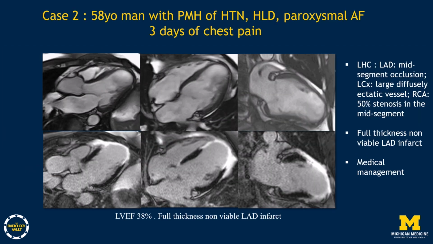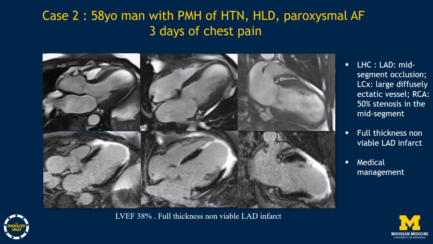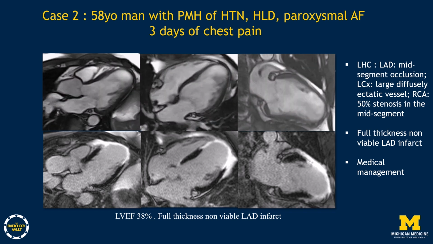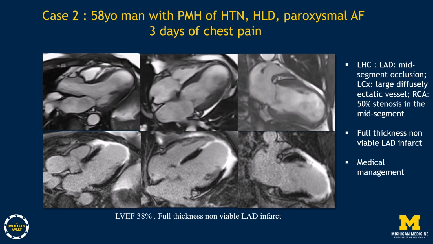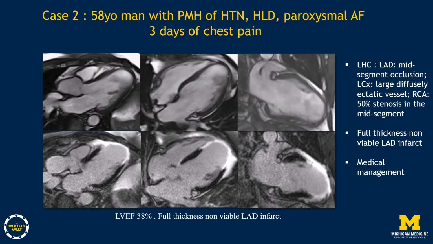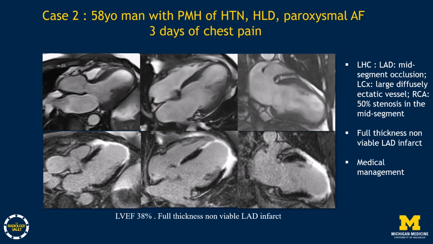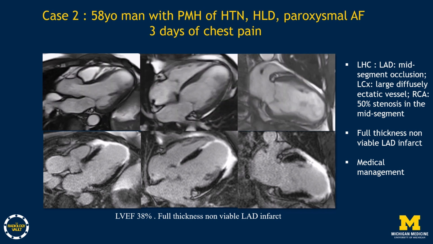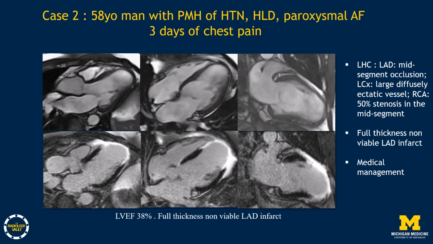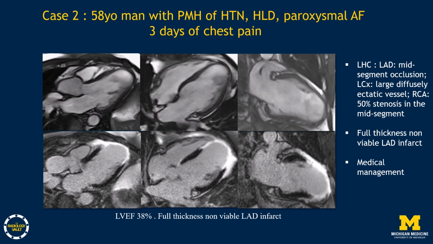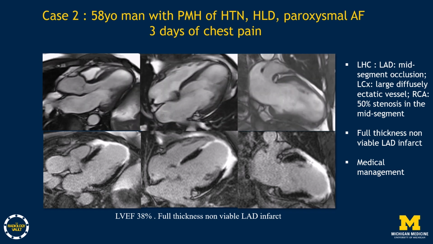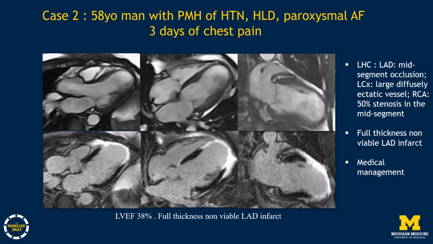Case number 2 is a 58-year-old man who presents with a 3-day history of chest pain. Also has a past medical history of hypertension, hyperlipidemia, and paroxysmal atrial fibrillation. Cine imaging on the top panel and late gadolinium enhancement on the lower panel. Notice the apical segments are akinetic to near dyskinetic. There's transmural late gadolinium enhancement. That's full thickness late gadolinium enhancement in the apical segments. The apical LAD is non-viable.